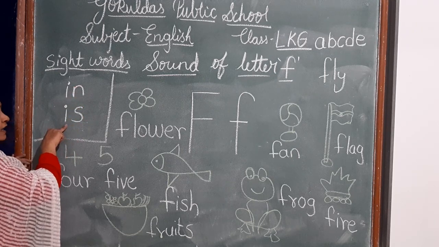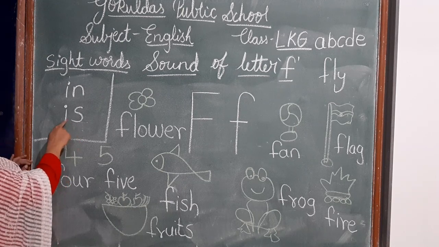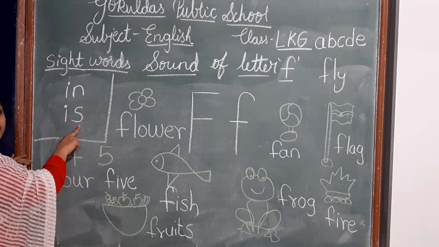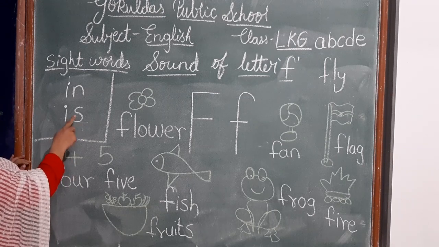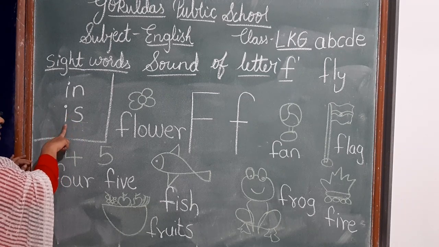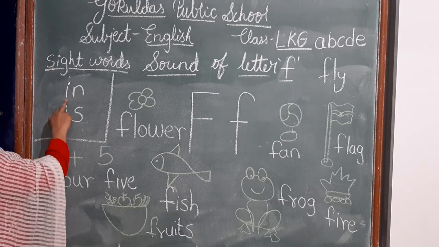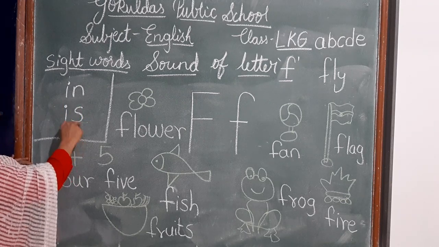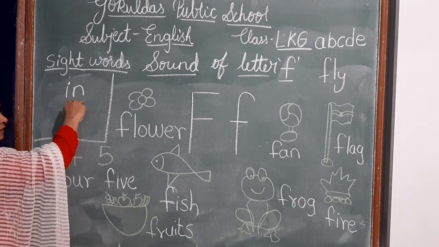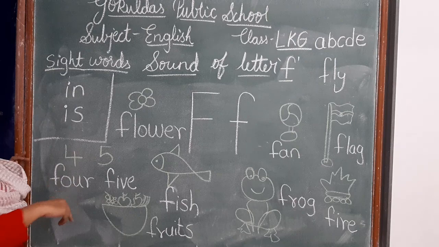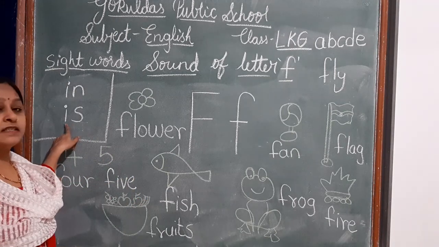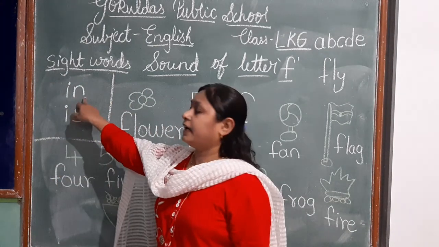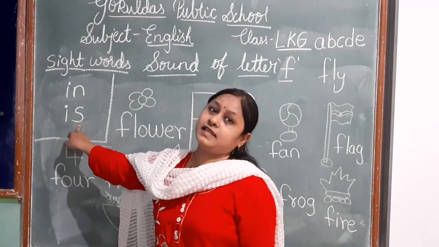Now next, I, S, is. I, S, is. I am in. I, S, is. I am in the car. He is my best friend. So, I am in; I, S, is.